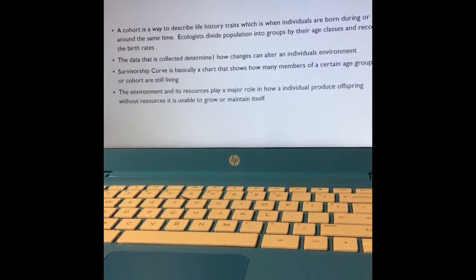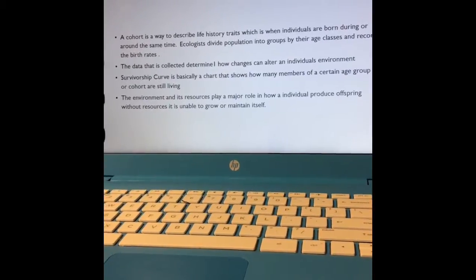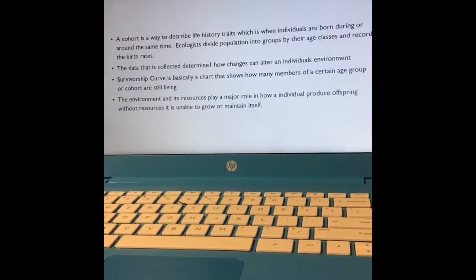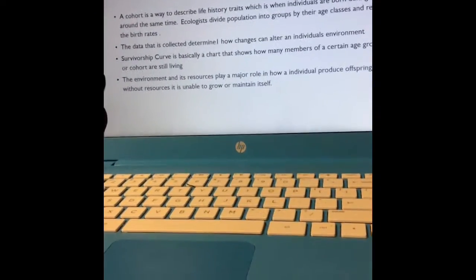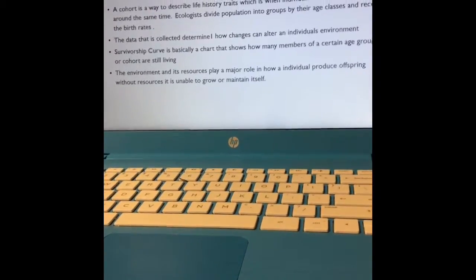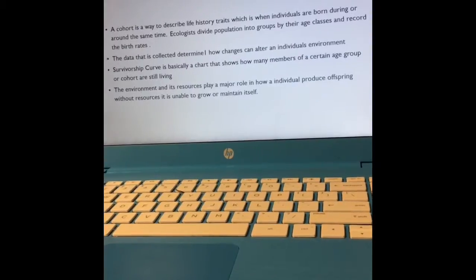The data that is collected determines how changes can alter and change an individual's environment. The chart that is used to explain all of this is a survivorship curve. It's basically a chart that shows how many members of the cohort are still living.